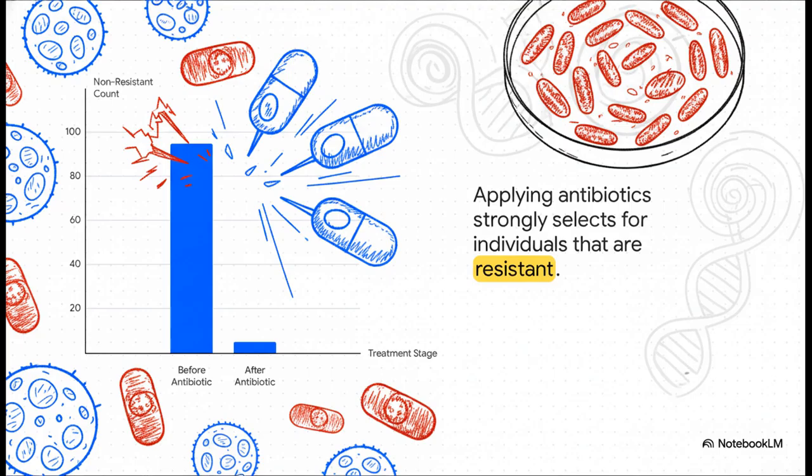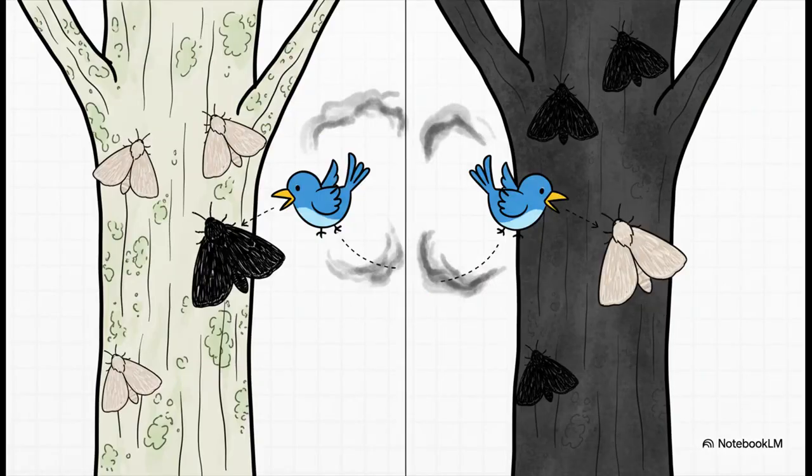This is literally natural selection happening in a petri dish, and it's a massive public health crisis that is being driven by evolution. Or take the classic example of the peppered moth in England. So before the Industrial Revolution, most of these moths were light-colored, which was great camouflage on the lichen-covered trees. But then, all this soot from factories blackened the tree trunks. Suddenly, the rare dark-colored moths had the advantage against birds, and boom, their numbers just exploded.